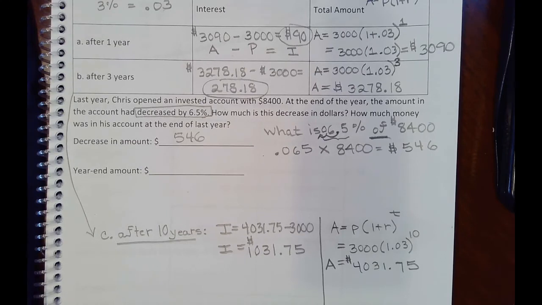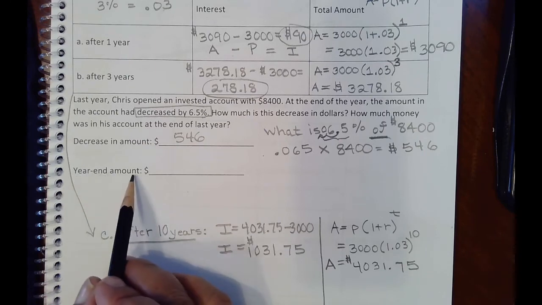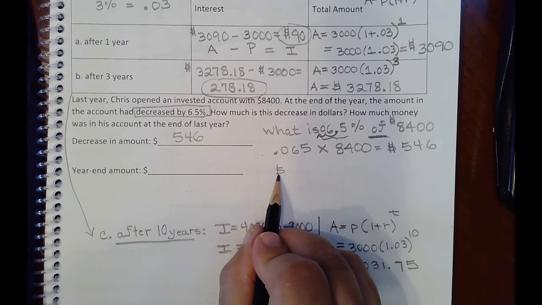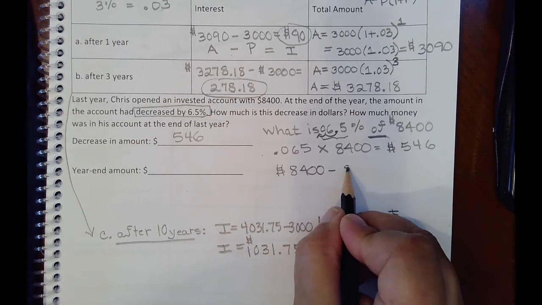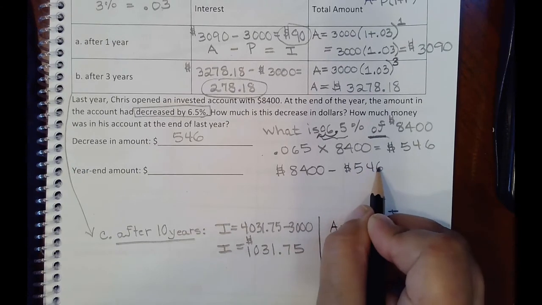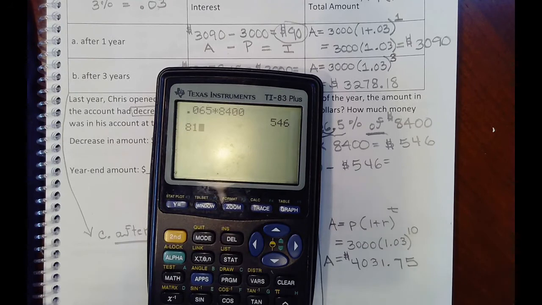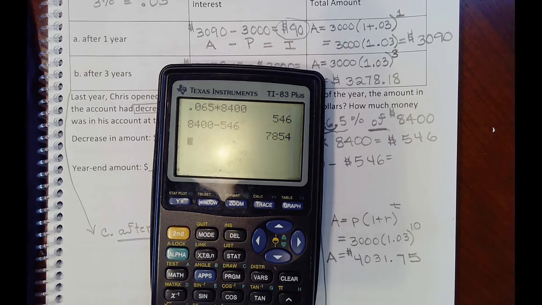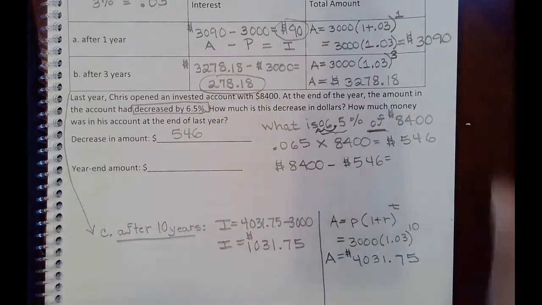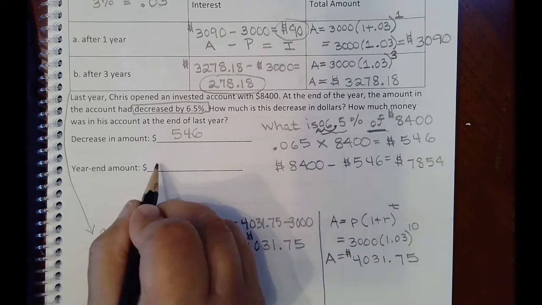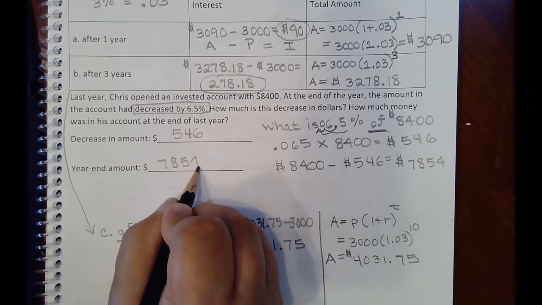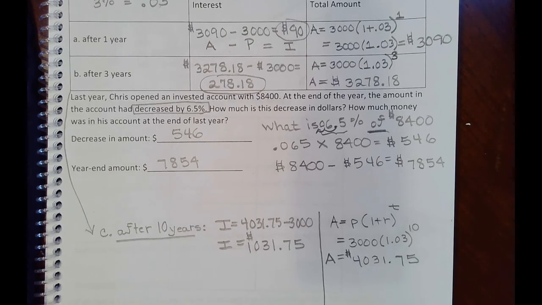Okay, then next it asks you, what is the amount at the end of the year, the year-end amount. So he started with, I'll do the work over here, started with 8,400, and the decrease that he has experienced is $546. He has lost $546 in that account. So 8,400 minus 546. So what's left in the account at the end of the year after experiencing a 6.5% decrease is $7,854. Okay, and that concludes section 1.4.